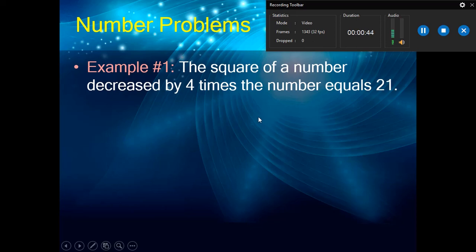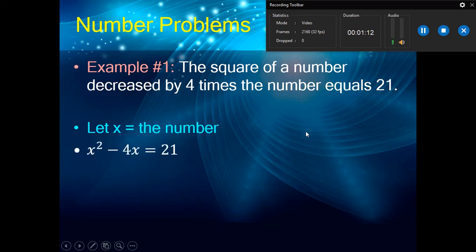With all word problems, we want to define our variable. So they just keep talking about the number. So we'll say let x equal the number. From there, we want to translate the sentence into an equation. So the square of a number, x squared, decreased by is subtraction. And when you see equals, we'll have our equal sign. So this is the equation that I come up with.